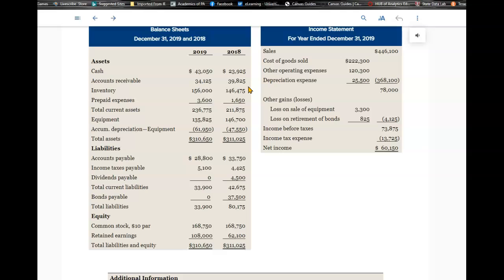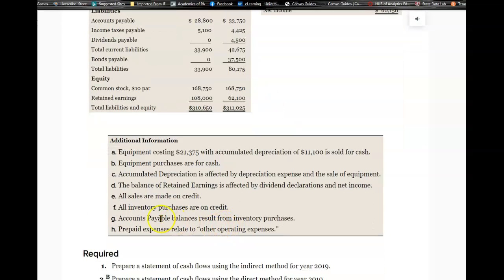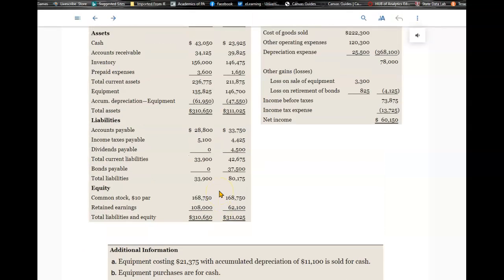The increase in inventory was roughly $9,525. So it went from $146,475 to $156,000. So that's the change of $9,525. So inventory is purchased, and a lot of times what we're told is all inventory purchases are on credit, all sales are on credit. Accounts payable balances result from inventory purchases. So we've got all of these different things going on.